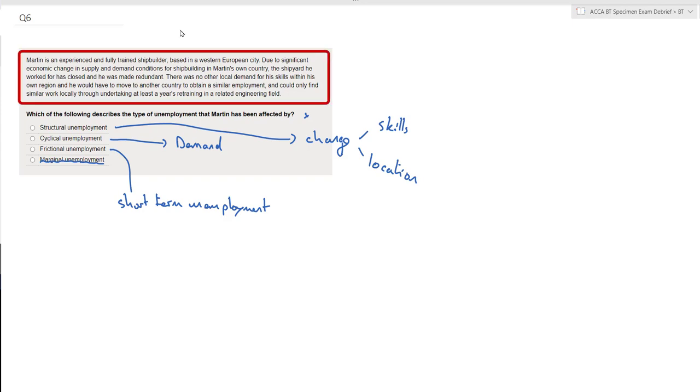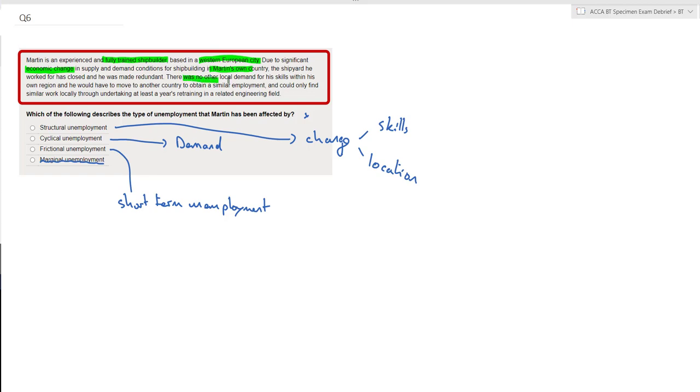It tells us Martin is an experienced and fully trained shipbuilder. So this is a skilled person based in a Western European city. So we've got some location information there. Due to a significant economic change in supply and demand for shipbuilding in Martin's own country, the shipyard he worked for has closed and he was made redundant.